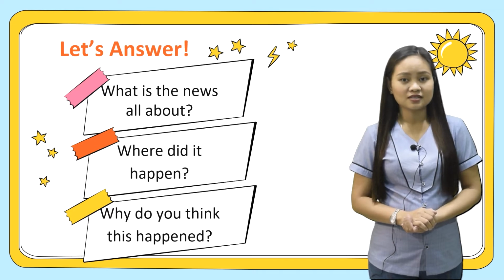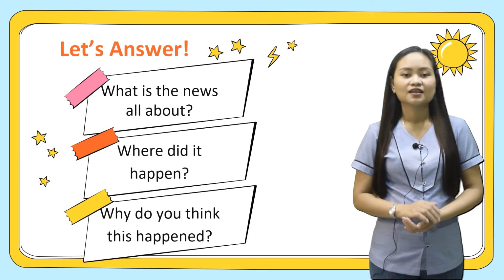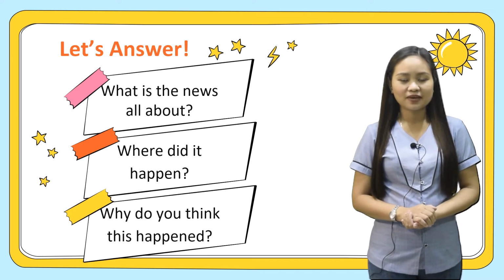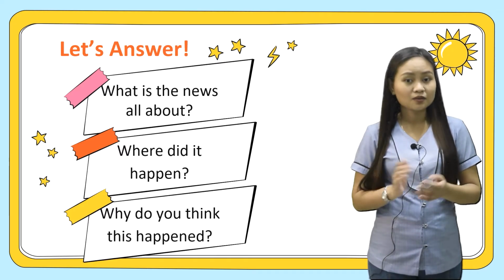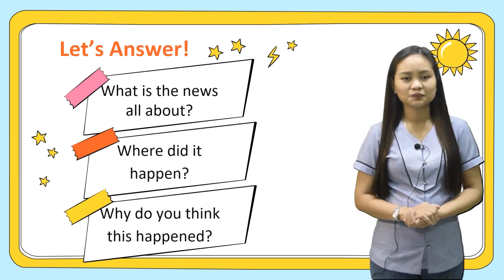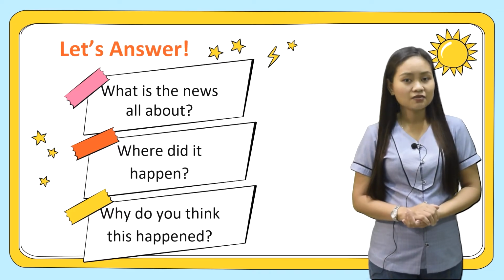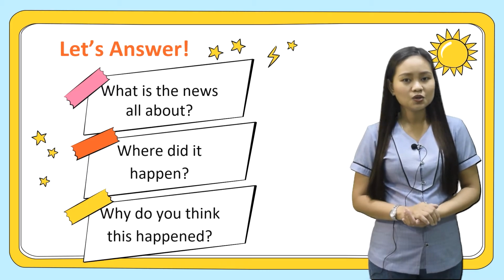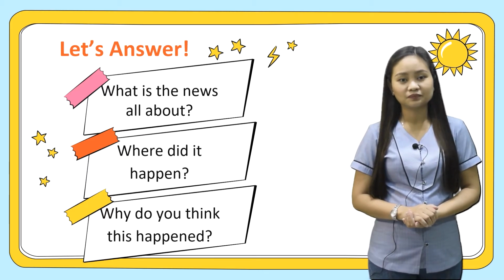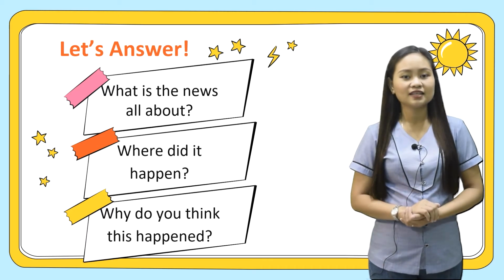Why do you think this happened? That's right. This happened because there is a weather disturbance. Do you know what a weather disturbance is? Do you have an idea how these storms happen? How do you know if it is going to rain? Let us find out in this lesson.